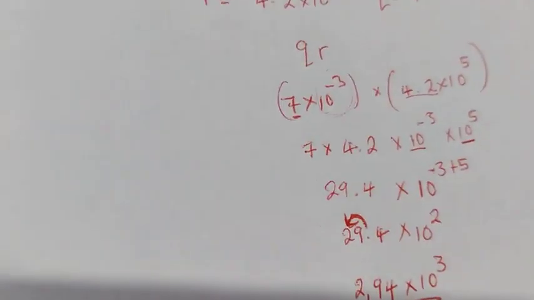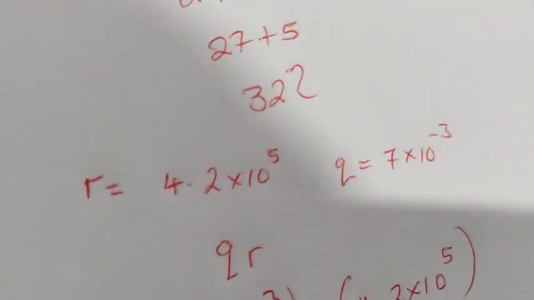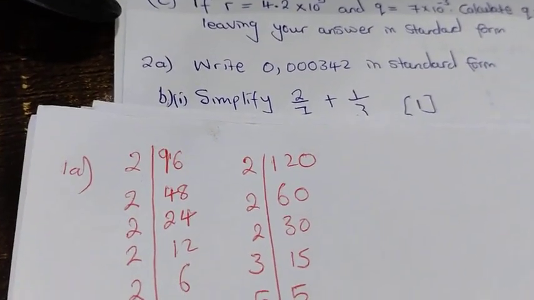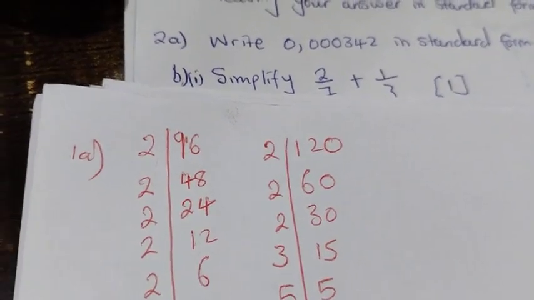Then the next part, it's asking: write 0.00342 in standard form.